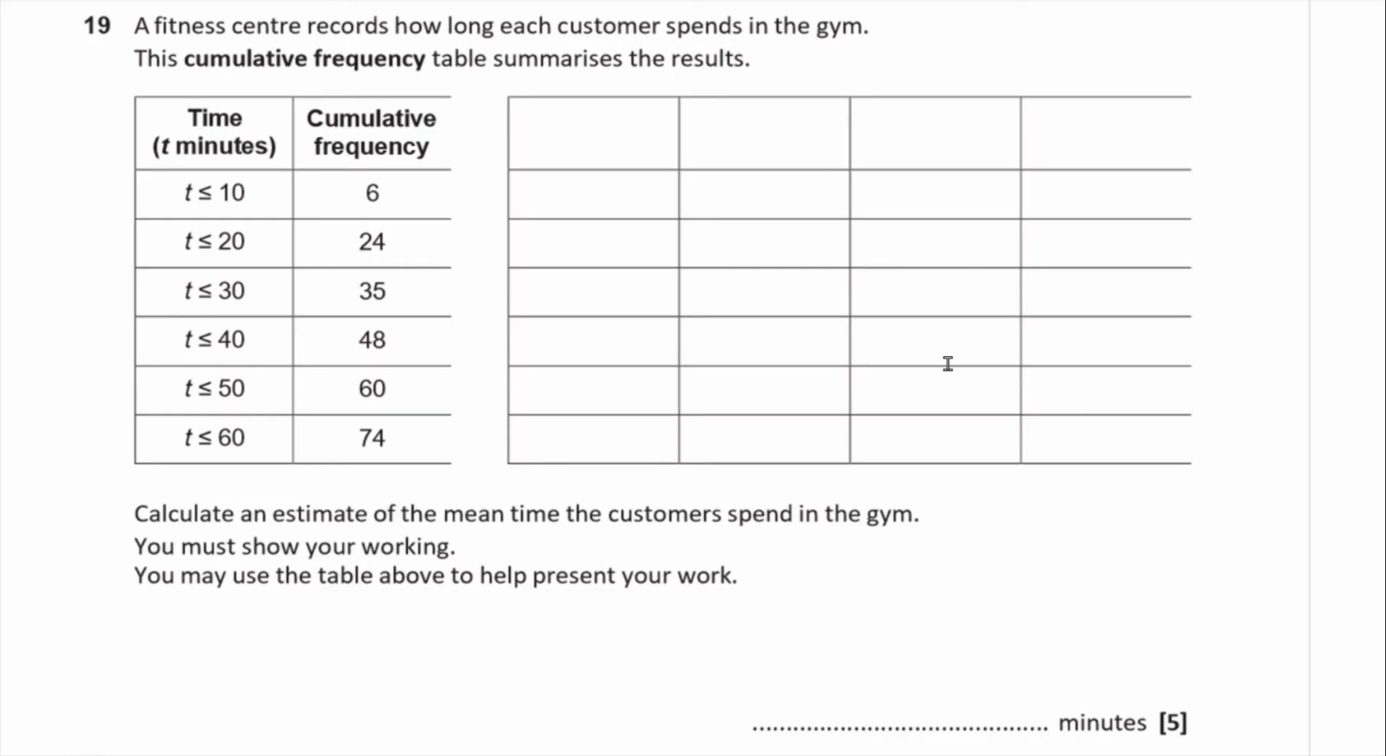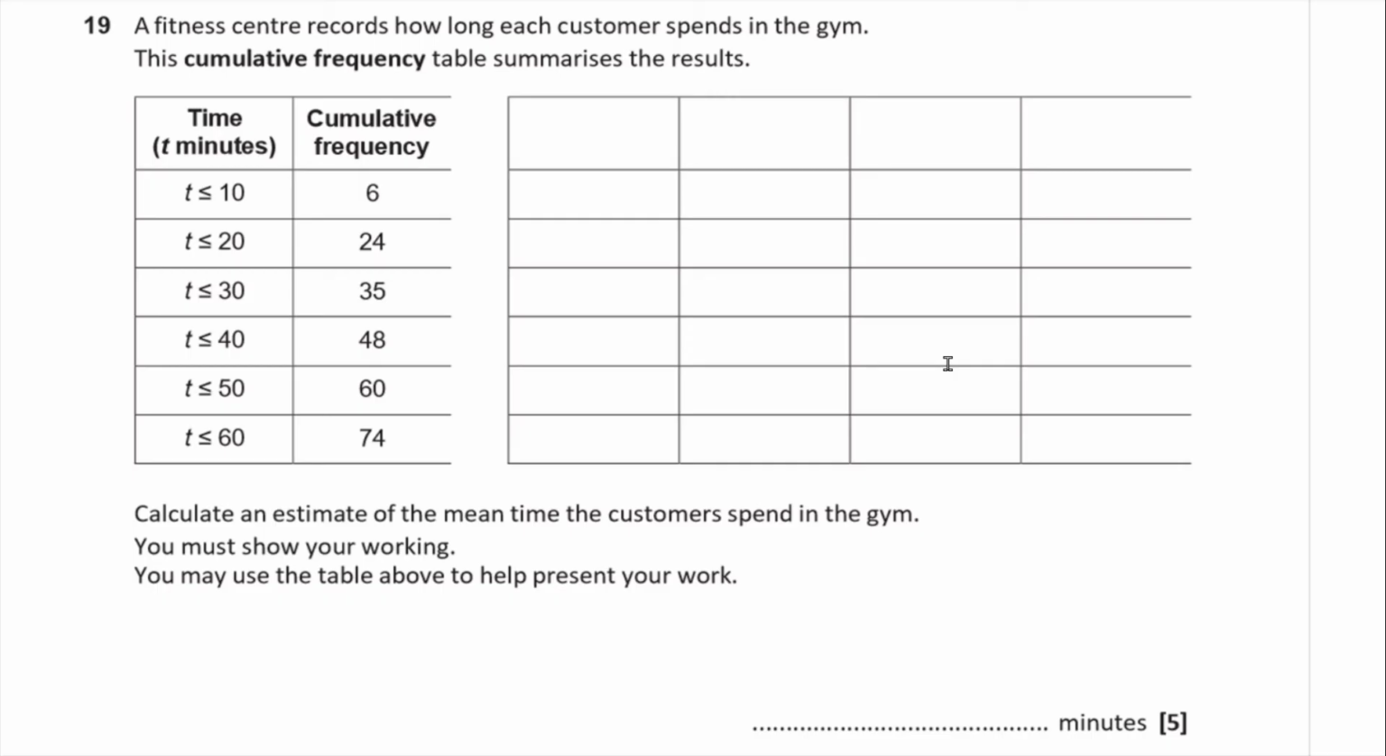Question 19. A fitness centre records how long each customer spends in the gym. This is the cumulative frequency. Look at that, it's in bold. Cumulative frequency table is literally shouting itself at you there. So this cumulative frequency table summarises the results. Calculate an estimate of the mean time the customers spend in the gym. You must show your working. You may use the table above to present your work.